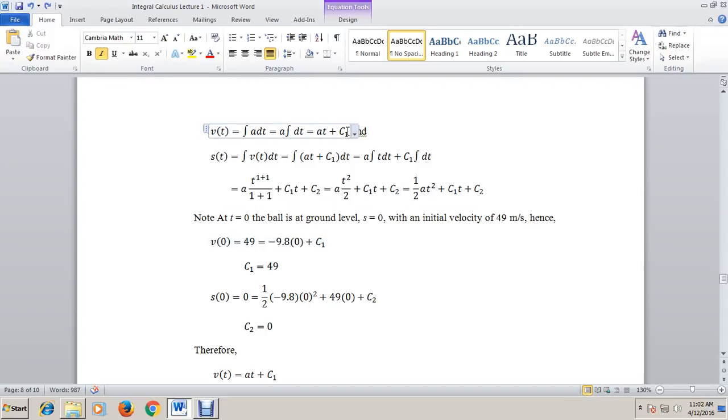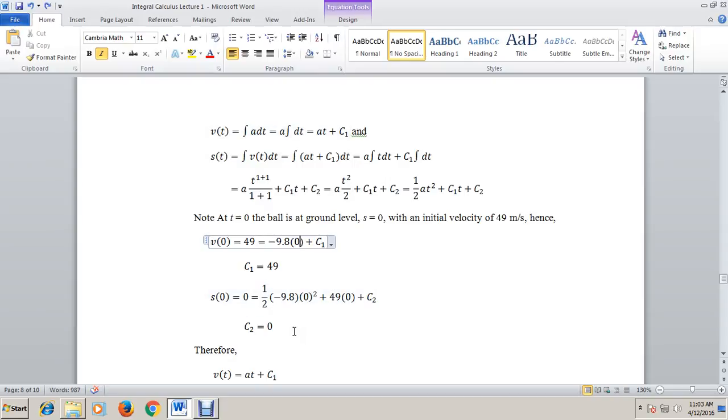is equal to the expression at plus c sub 1. Now a, based on the acceleration due to gravity, is negative 9.8 times t, which is 0, then plus c sub 1. Obviously, this part of the solution is 0, so you are left with c sub 1 is equal to 49. So we have now solved the first missing constant, c sub 1.